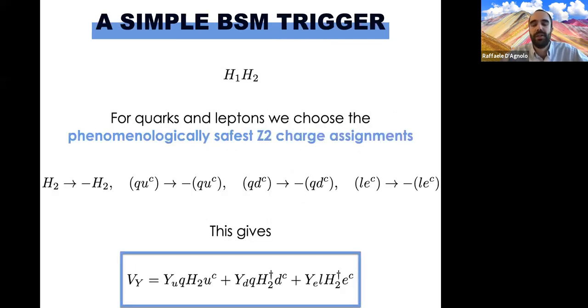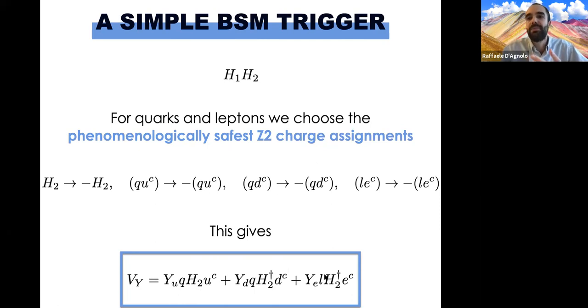So to complete the model, we also have to decide how this Higgs is coupled to the standard model fermions. In particular, we have chosen the charge assignment under the Z2 that is safest phenomenologically, because already this assignment is very hard to not detect at the LHC. In practice, we end up with the Yukawas down here. So only one Higgs is coupling to all the fermions and the other one is not.